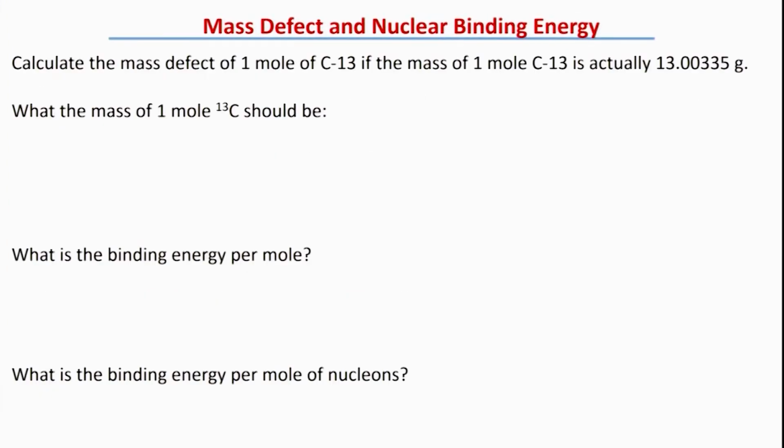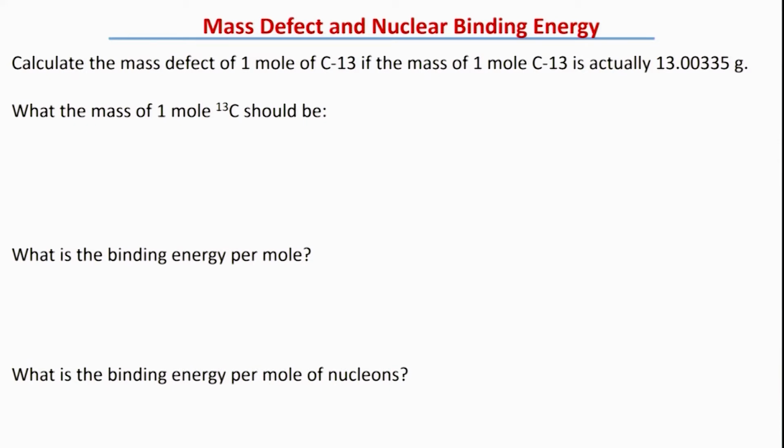All right, let's actually try a problem and see if we can work out an example. So I want you to calculate the mass defect first for 1 mole of carbon-13. And I'm telling you what the actual mass of 1 mole of carbon-13 is, and it's 13.00335 grams. Sorry, I'm going to be using lots of sig figs here. So we first want to calculate, okay, if we just added up what a carbon-13 atom is made up of, the protons, neutrons, and electrons, what mass should we get for 1 mole?